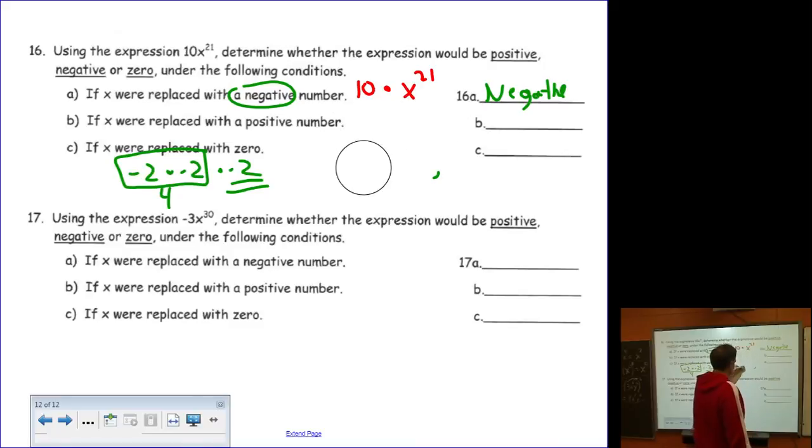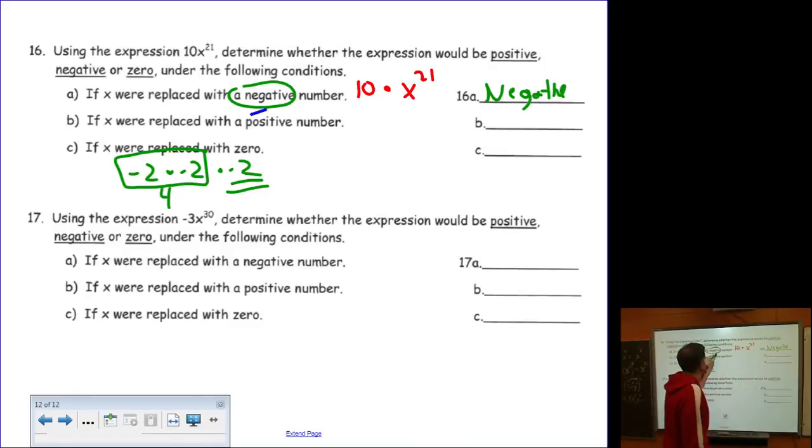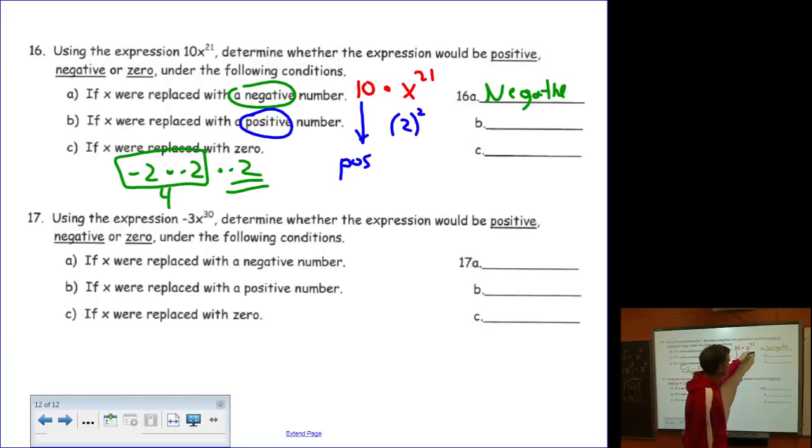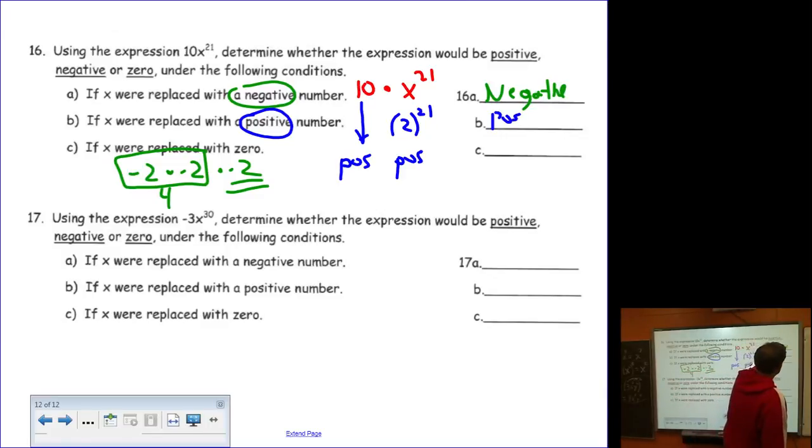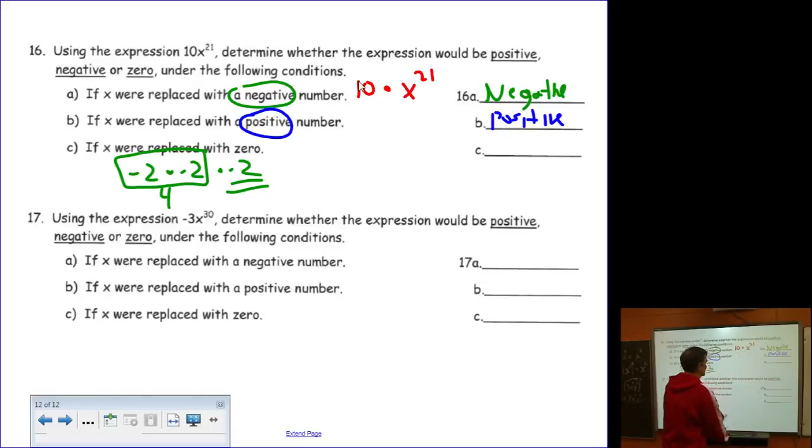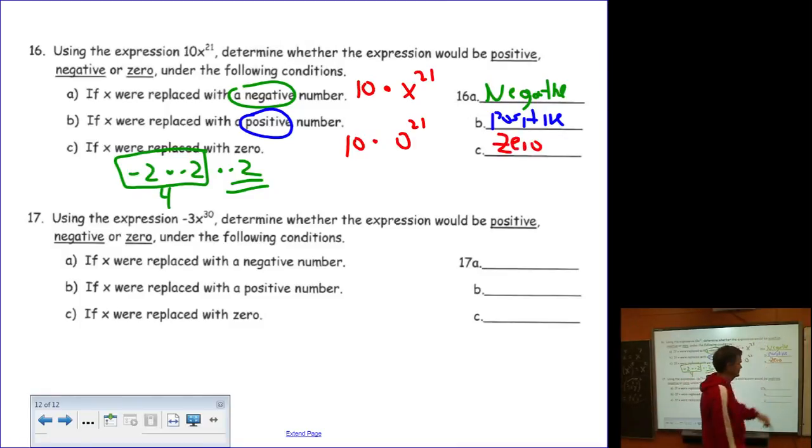What if I put a positive number in place of the x? Well, the 10 is going to be positive, and if I put a positive number in for x, that's going to be positive as well. And a positive times a positive is a positive. And of course, if I put 0 in for x, I end up with 10 times 0 to the 21st, which is just 0. 10 times 0 is 0. And I get 0.